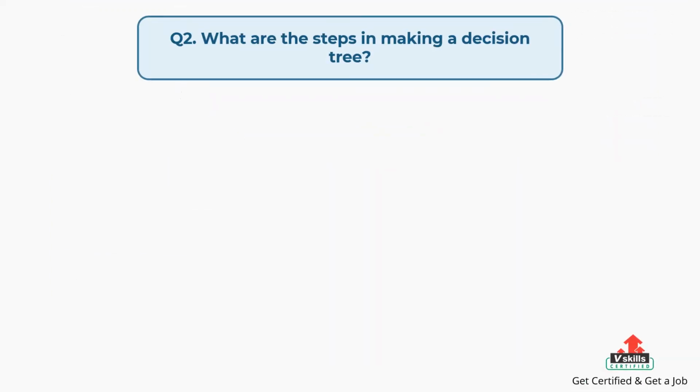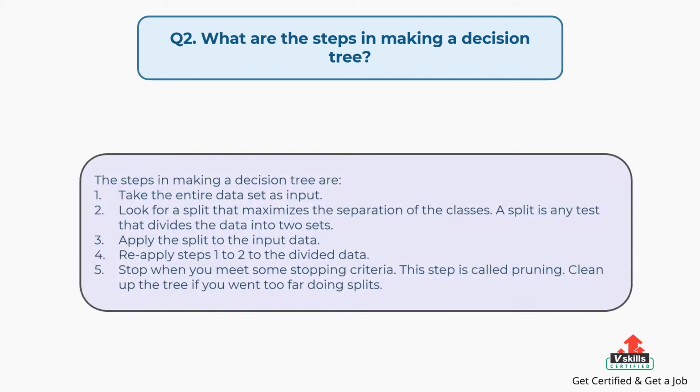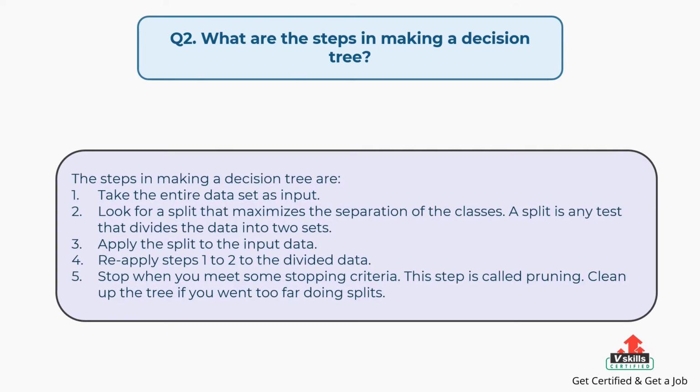Question number 2. What are the steps in making a decision tree? The answer is: the steps in making a decision tree are: firstly, take the entire dataset as input. Secondly, look for a split that maximizes the separation of the classes. A split is any test that divides the data into two sets. After that, apply the split to the input data.